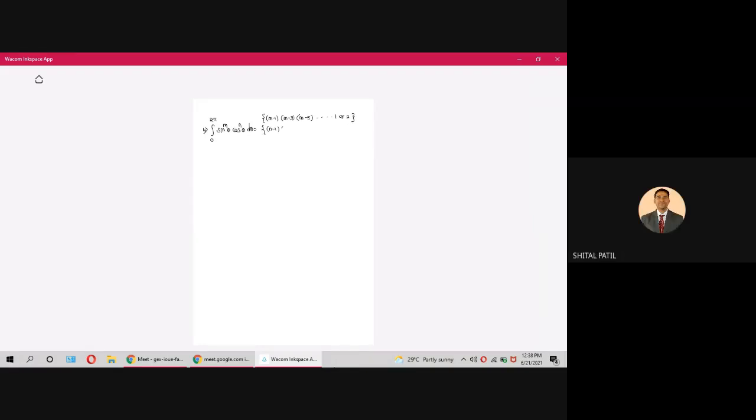n minus 1, n minus 3 and so on. Plus n minus 2 and so on. Just go on subtracting 2 until we get 1 or 2, into p.